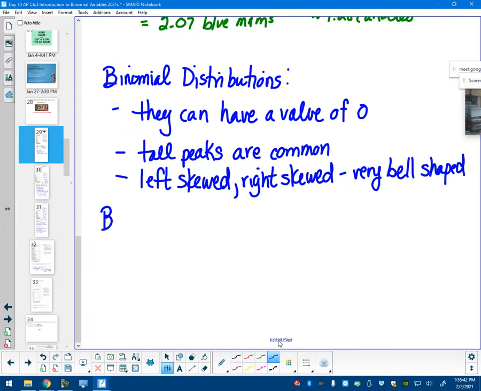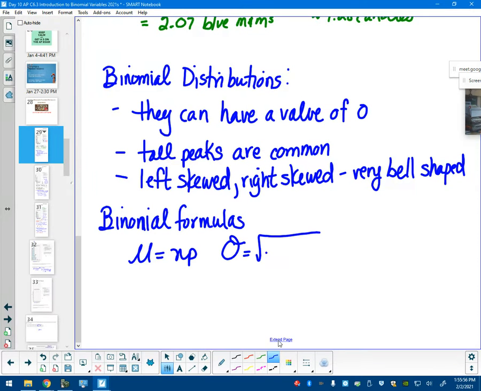Now let's look at the binomial formulas. N-O-M-I-A-L formulas. You don't have to write these down. I'm just writing them down because mine are way up there and yours, at least you can see them very quickly.